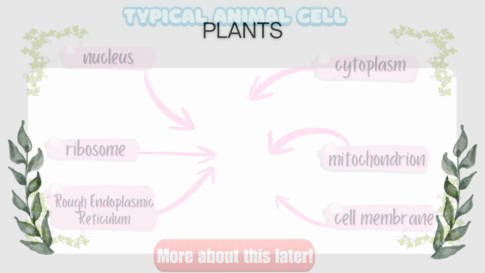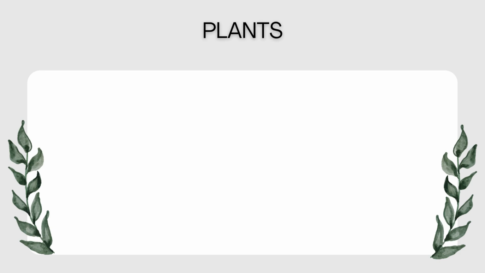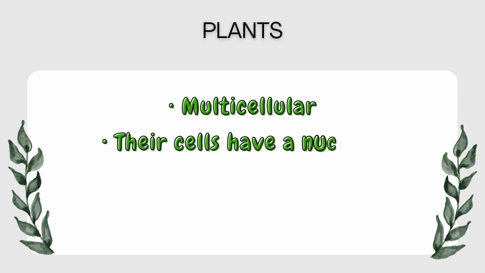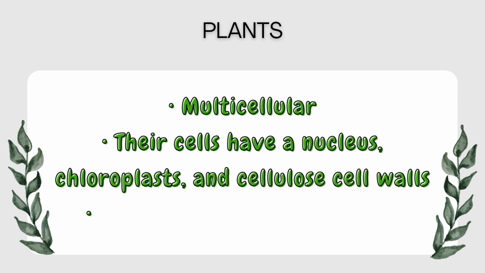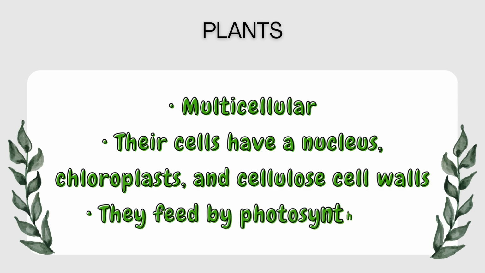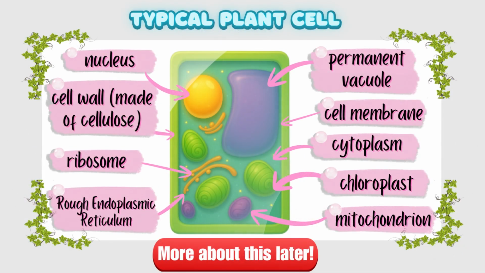Now let's talk about plants. Plants are also multicellular. Their cells also have a nucleus, but they also have chloroplasts and cellulose cell walls. And they feed by photosynthesis, to put it simply, the process of using sunlight to make food. A typical plant cell would look like this.